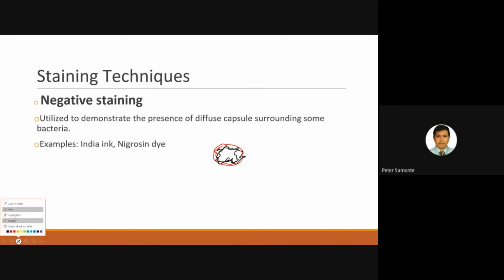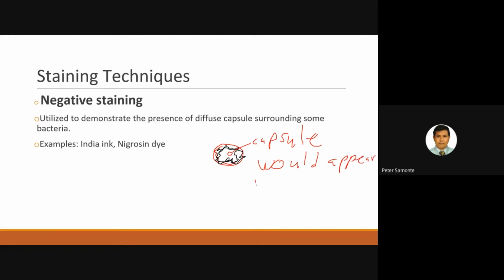Then you would find your capsule. Your capsule would appear white. So this can be used in identifying your so-called fungi, specifically your Cryptococcus neoformans. So an example of your negative stain is your India ink or nigrosin dye.